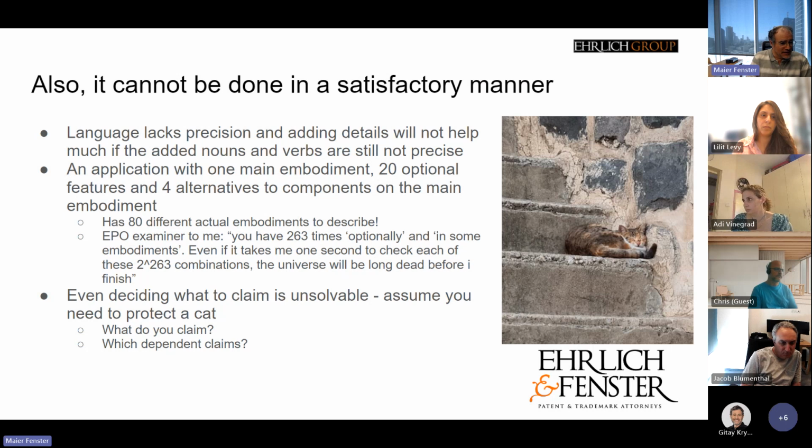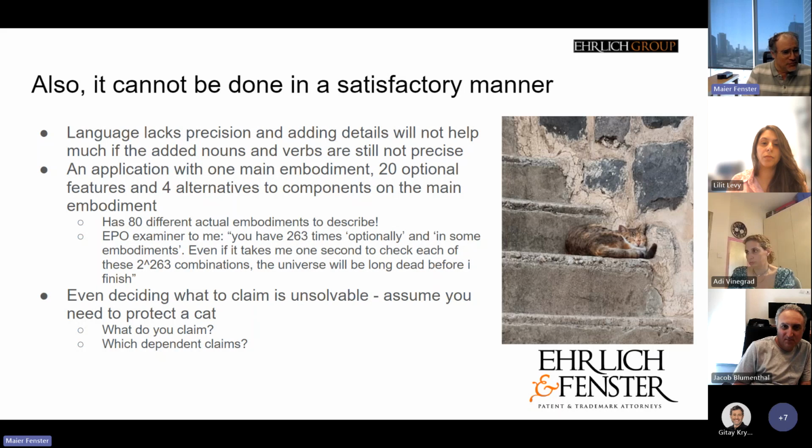Here's a story that actually happened to me. An EPO examiner said, I searched the claims and there's nothing patentable. I'm not going to search the other claims that you might have written, because your application has the word optionally 263 times.